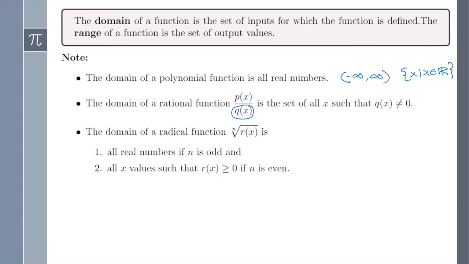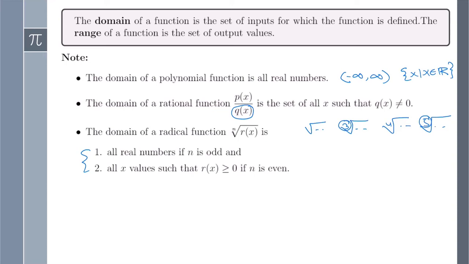Now the domain of a radical function, where you have a square root, cube root, fourth root, fifth root, this type of function. These are radical functions. The domain of radical functions is given by these two things. The first one, if this root is odd, for example 3 or 5, then the domain is all real numbers, because you can find the root of a negative number if the root is odd.